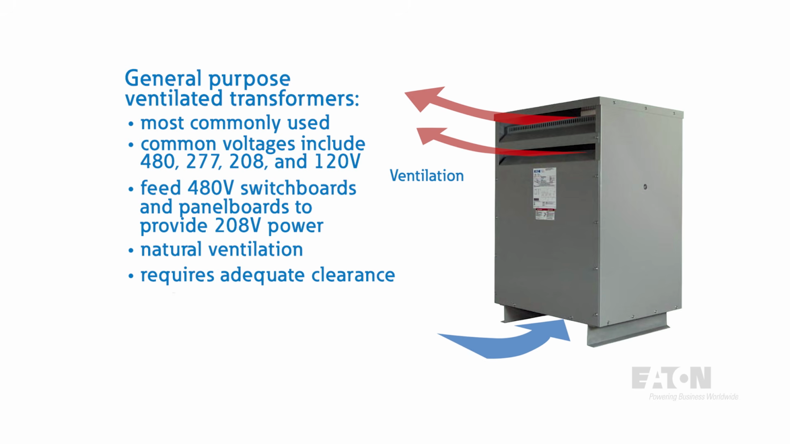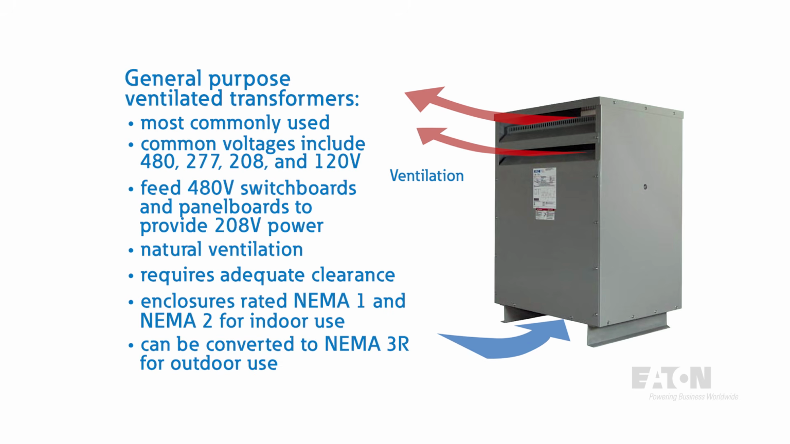In addition, manufacturers are required to mark the product with minimum wall clearance requirements from the ventilated openings. These products are typically rated for indoor use with NEMA 1 or NEMA 2 enclosure ratings. They can often be converted to NEMA 3R enclosure ratings with the field installation of weather shield attachments that act as awnings over the ventilated openings to prevent falling rain from getting inside of the transformer.